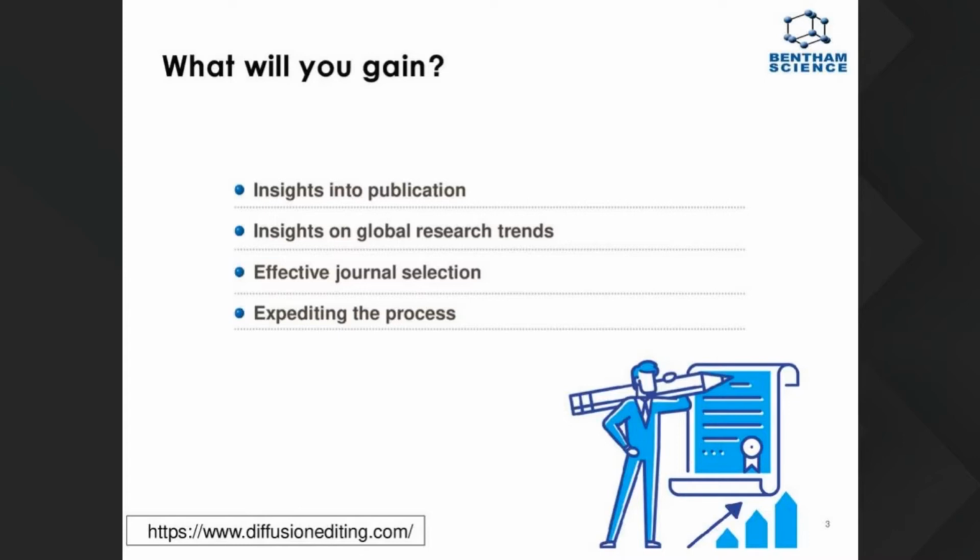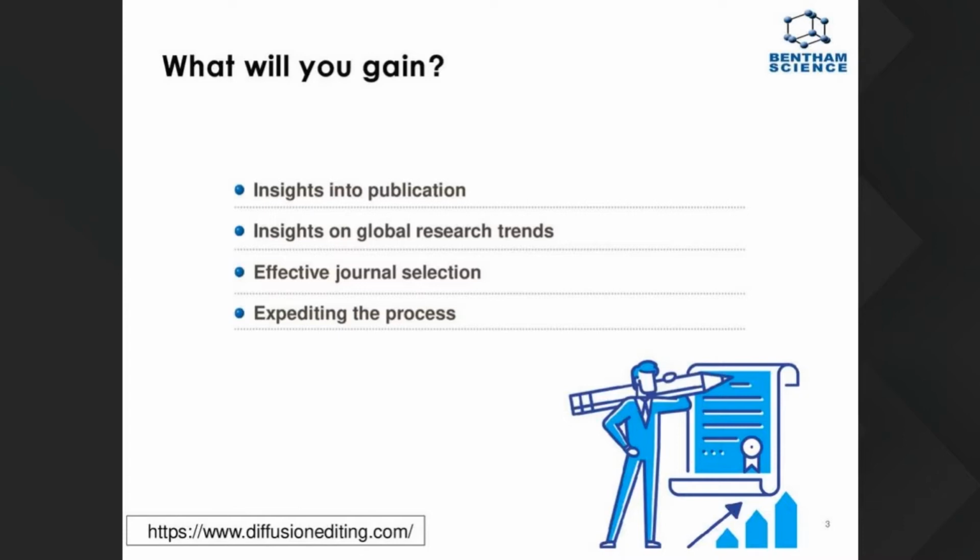You will gain a number of insights into the publication process, some insights on global research trends around journal selection, and then we're going to talk about how you can select an effective journal for your research, how you can choose that best journal to target with your next research paper. Then, of course, we will talk about how you can expedite the publication process.